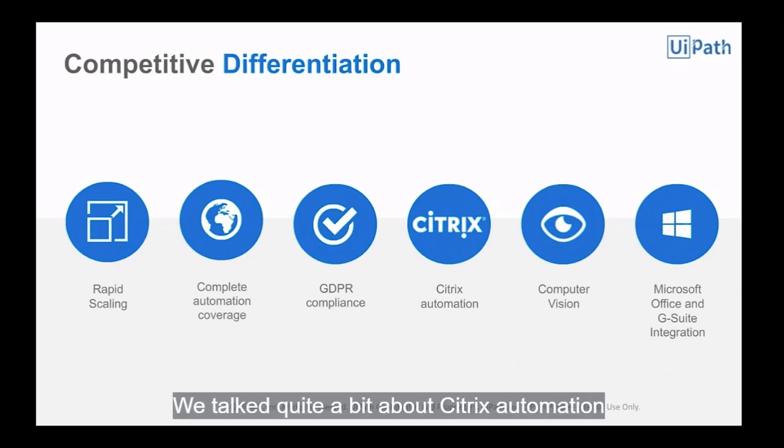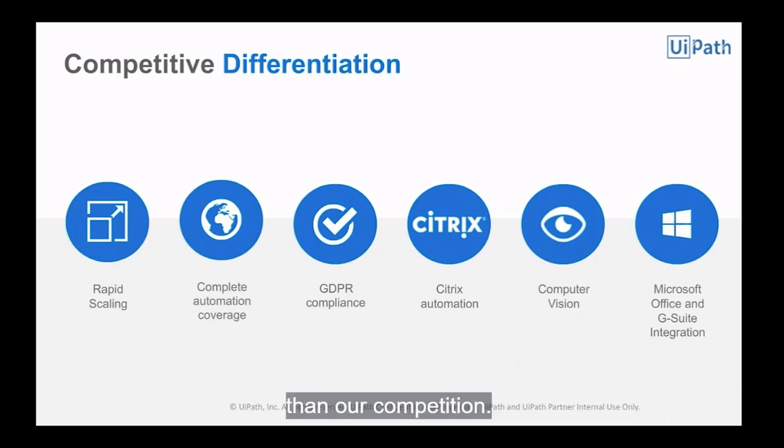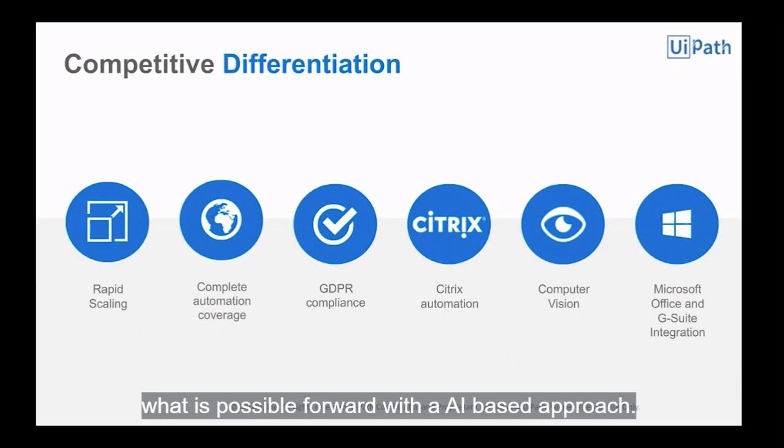We talked quite a bit about Citrix automation earlier. Citrix automation, as I mentioned, is a critical case that shows up in many of the industries and processes we automate. We have a unique ability to more accurately and more quickly do Citrix-based automation than our competition. Computer vision, something that we pioneered in the industry and continue to move the state of what is possible forward with our AI-based approach. So anything that requires image-based computer vision automation is uniquely differentiated for us.